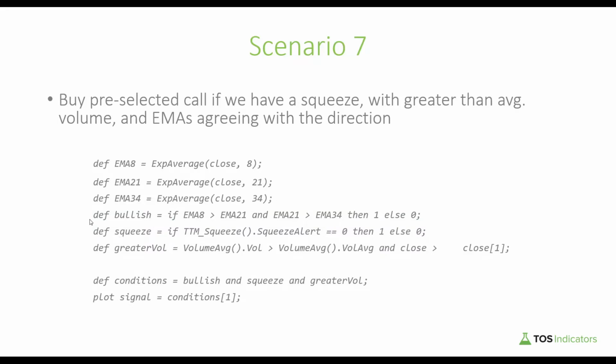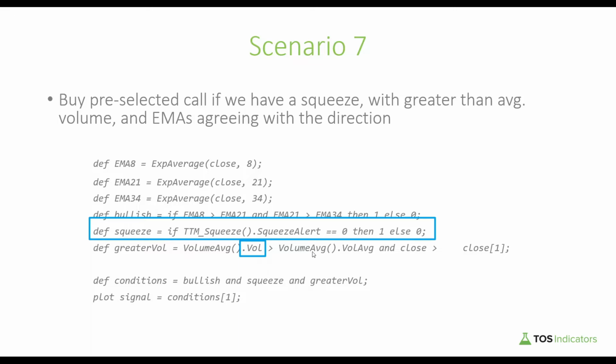Now we also have our squeeze code, and this time instead of referencing the squeeze histogram, we're referencing squeeze alert, which is the condition that triggers that red or green dot. When we see if that trigger condition is equal to 0, that's when we're checking if we have a red dot squeeze with the built-in functionality, built-in factors, all that good stuff. And then finally, we have our volume condition in which we're checking to see whether or not we have greater than average volume by referencing the volume average study.